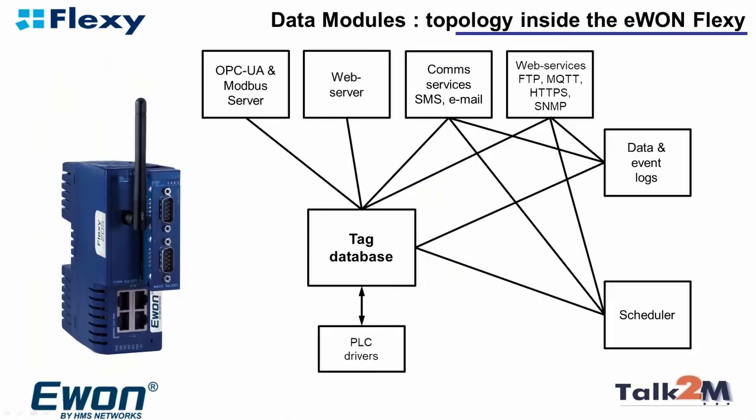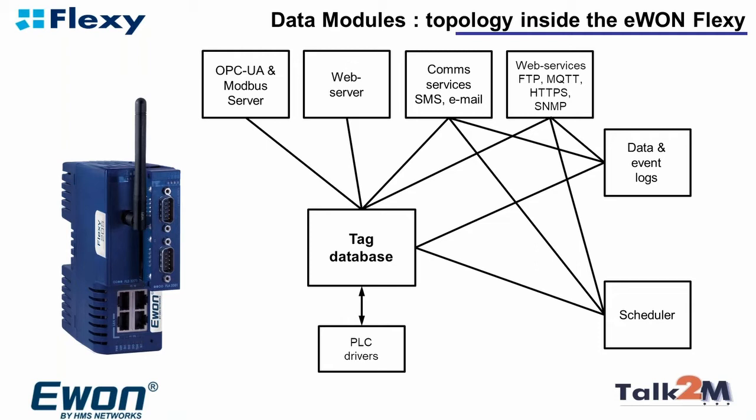Inside the E1, this is what the topology looks like. You have the PLC drivers at the base, which are connecting through to the PLCs. So that will be the means to reach the PLCs from the Flexy 205. Above that, you then have the tag database, and the tag database is fed from communications from the PLC drivers. And the tag database is the center of everything, really.